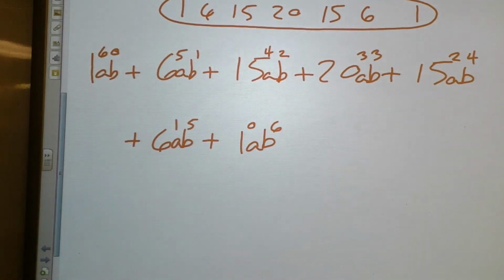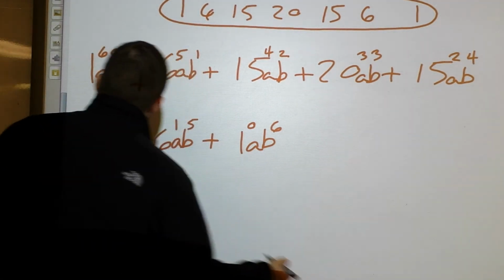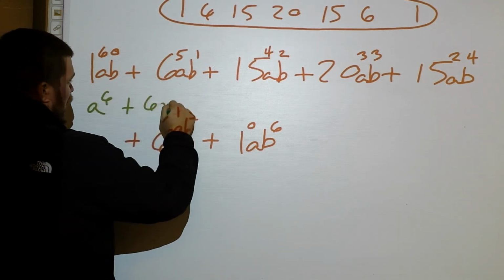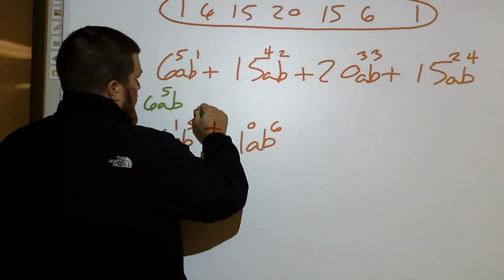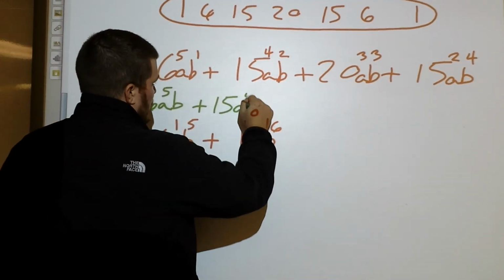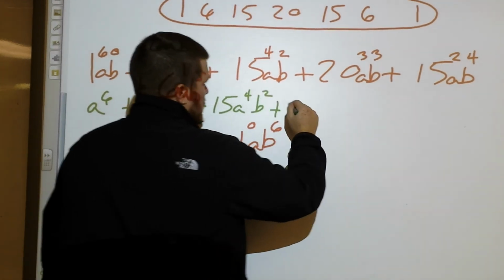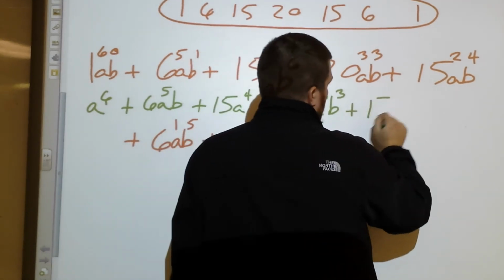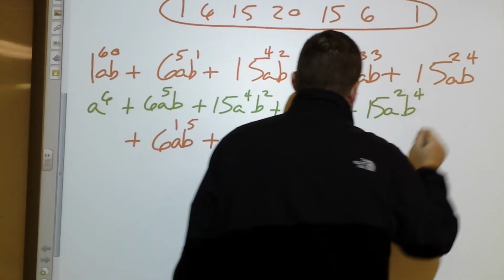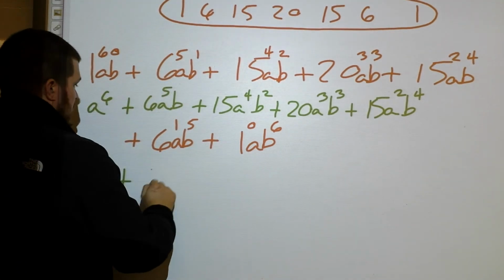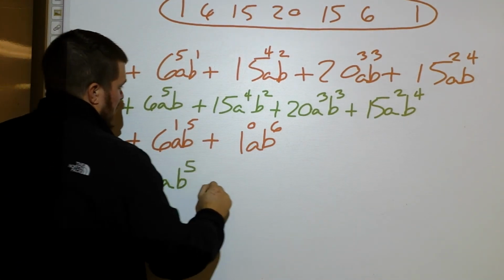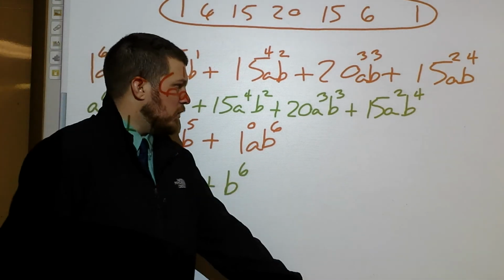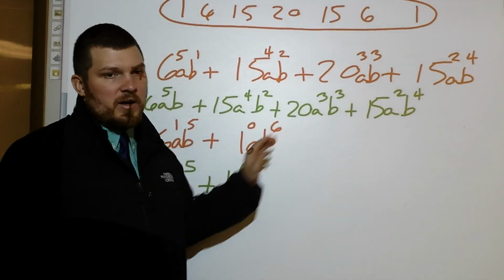Okay? So now I want to clean up as much as I can. So I'm going to do that in green. I have a to the 6 plus 6a to the 5th b plus 15a to the 4th b squared plus 20a cubed b cubed plus 15a squared b to the 4th plus 6ab to the 5th plus b to the 6th. So if I did all that FOIL at the very beginning, this in green would be my final answer.